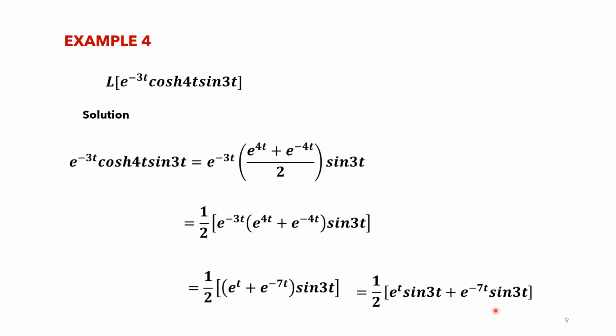Okay, because if you don't convert this cos hyperbolic in terms of e raised to, we cannot simplify. That is why we are simplifying those e raised to terms first and then applying the first shifting theorem. So now this problem has reduced to half of e raised to t sin 3t plus e raised to minus 7t into sin 3t. Okay, this was the original problem given. After using the formula for cos h 4t, we have now got this as the problem. So our aim is to find the Laplace transform of this function.